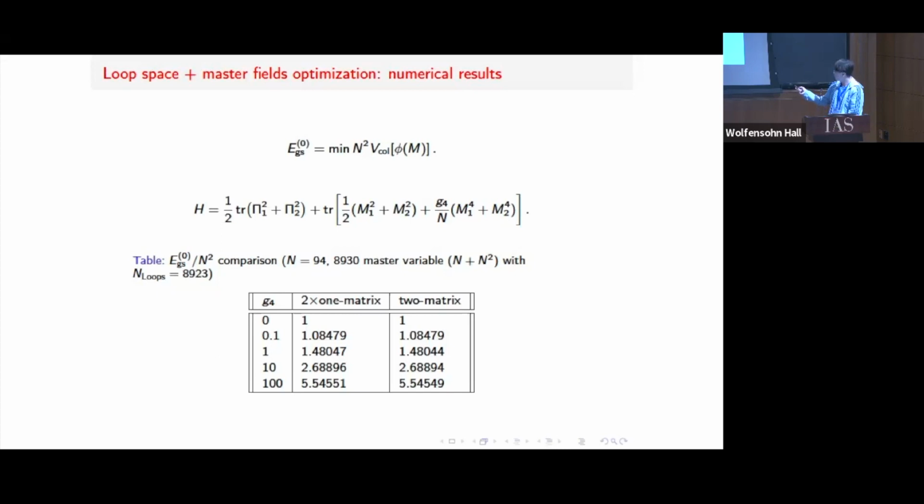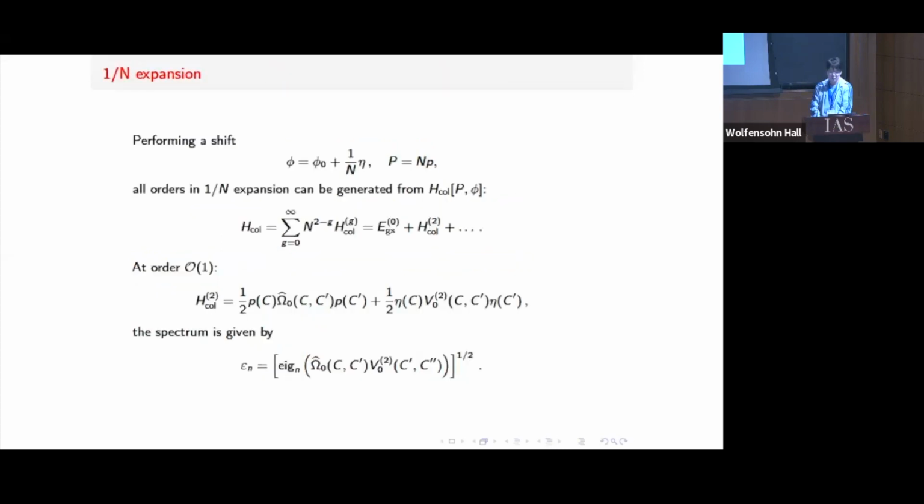And furthermore, we can also do 1/N expansions for these problems. And here eta and p are simply the small fluctuations of the loop variables and their canonical conjugates. And one can show that all orders in the 1/N expansion can be generated from our collective Hamiltonian. Here, e.g. S0 is order N squared, the large N background state energy, and H collective quadratic is order 1 and is a quadratic term. So the spectrum of these small fluctuations is simply given by the square root of the eigenvalues of this matrix.